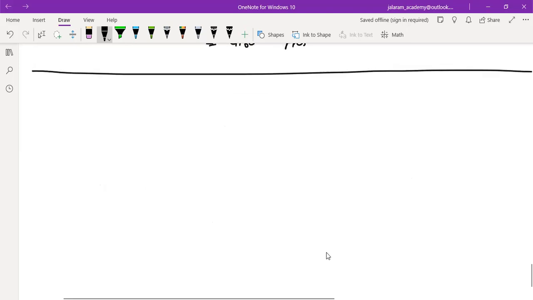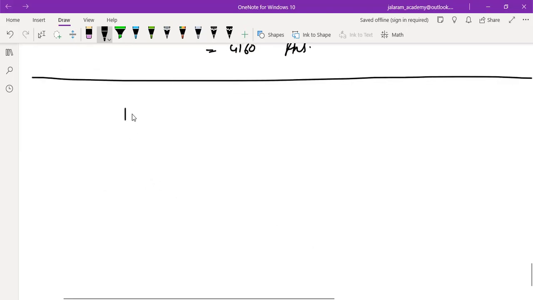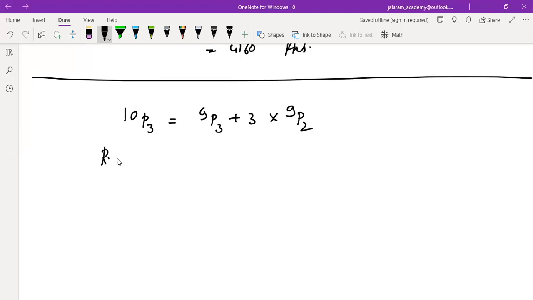There are some proving questions also which we can solve using this method. Like if we have to prove 10P3 equals 9P3 plus 3 into 9P2. We should start with the RHS in this question. They are questions of arithmetic, so they cannot be solved starting from LHS to RHS. We can compress the expanded form, but we cannot expand the compressed form in this.